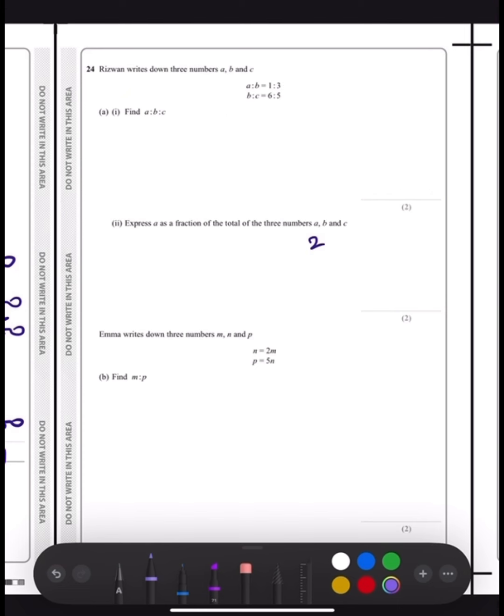In the next question, we were simply asked to express A as a fraction of the total of the three numbers A, B and C. So what we did is we added the three ratios, which were 2, 6 and 5. That gave us 13. And because they only asked us for A, we know it was a 2. So we wrote 2/13 and that will be our answer.